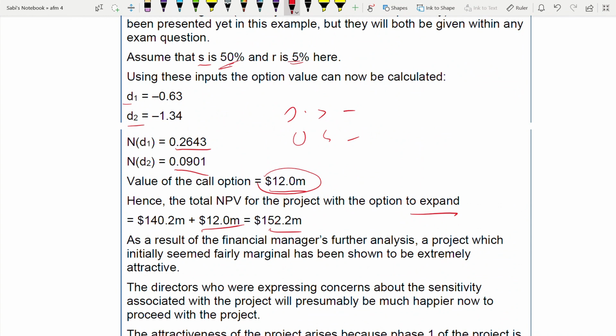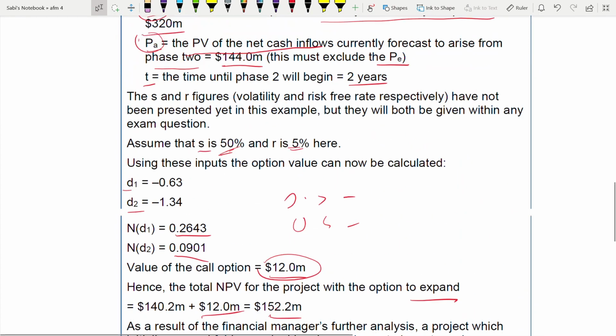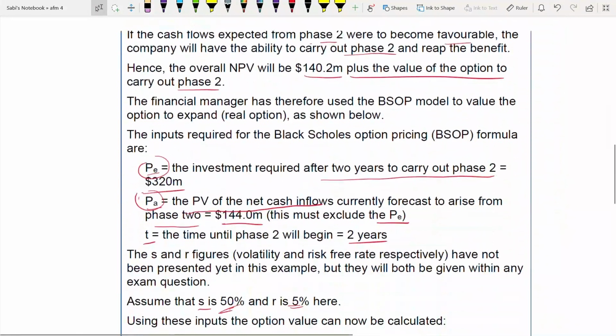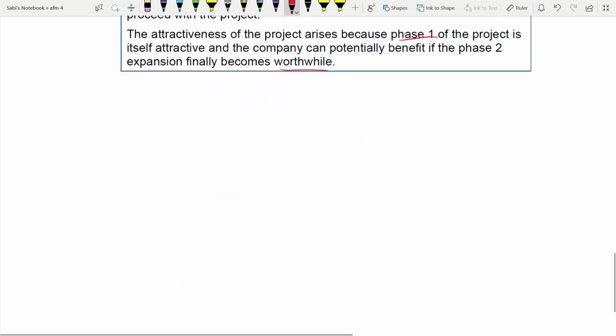So this makes the project more attractive now. If you just go by phase 2, you will see it's giving a negative 120.5, whereas here it's giving 152.2. So you will go ahead. It is worthwhile to expand. Because phase 1 itself is attractive, adding the option for phase 2 will increase the benefit. That's what we wanted to show here.